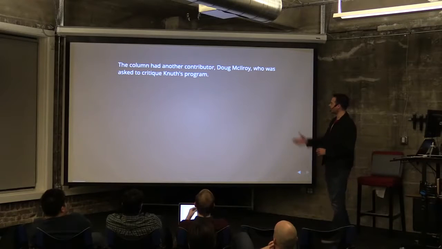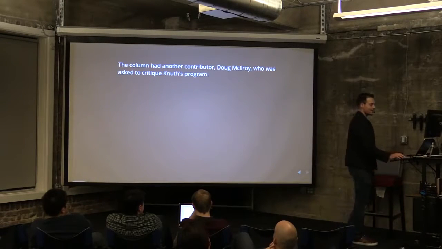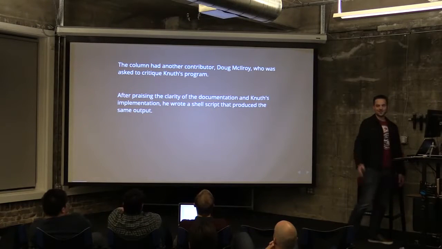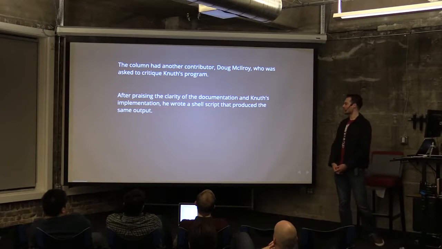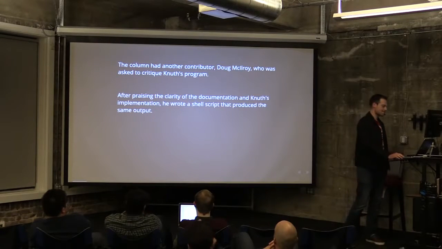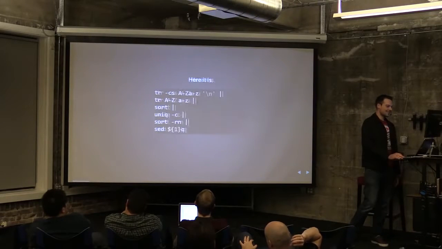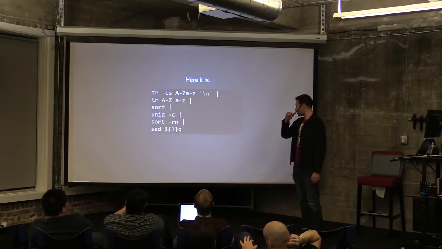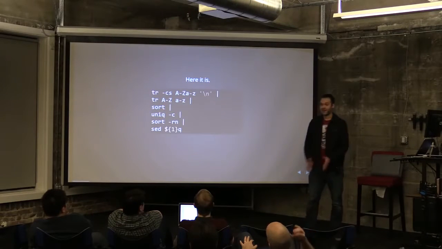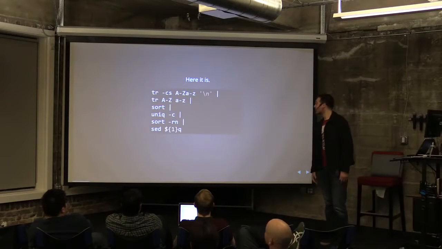They asked another guy, Doug McIlroy, to critique his program. And Doug praised, of course, the clarity of this guy's documentation and his implementation. And then he wrote a shell script that produced the same exact output. It was 6 lines long. That's it. This is the shell script that reproduces 10 pages of Donald Knuth's solution. And it is my goal that everyone, by the end of this talk, will be able to understand exactly what this is doing.